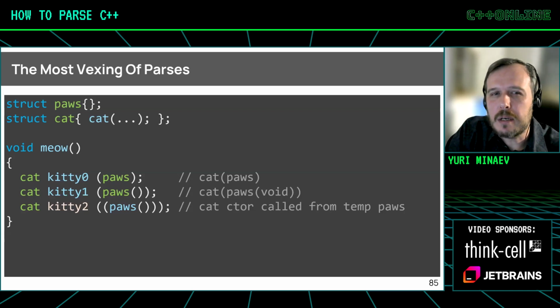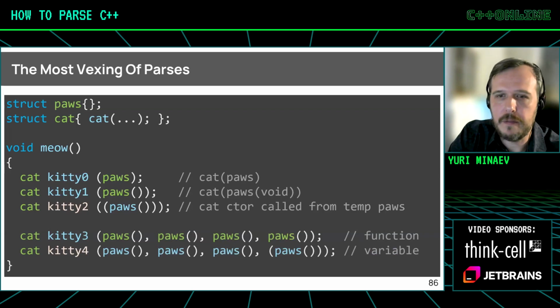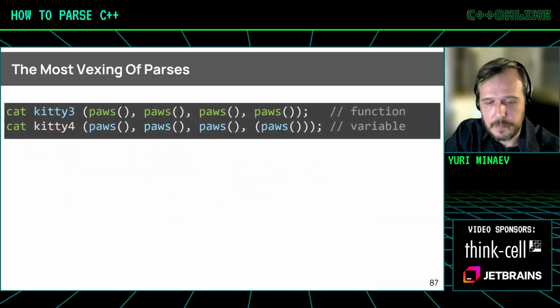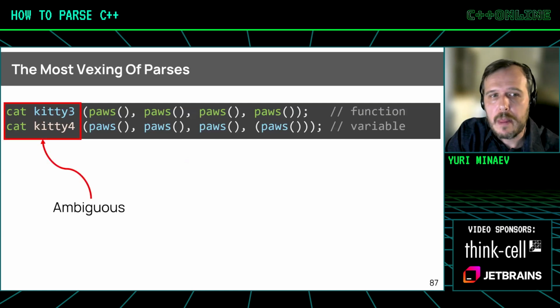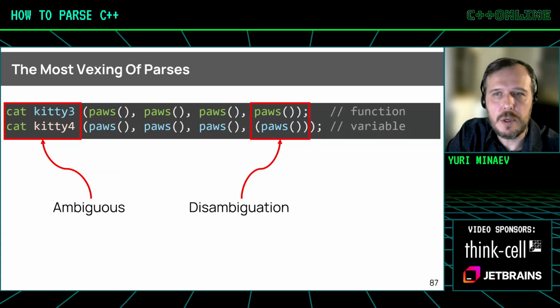And all those cases are kind of simple, but they can get infinitely more complicated. Like the first one is a function which takes 4 functions as parameters, and the second one is a variable. And the only difference is the last bit of that thing in parentheses. Now, the problem with the most vexing parse, why is it so dreadful, is because here's where the ambiguity happens. And to disambiguate, here is where you should be. So you can't really know if you're looking at a function or a variable before you reach the end of the closing parenthesis.